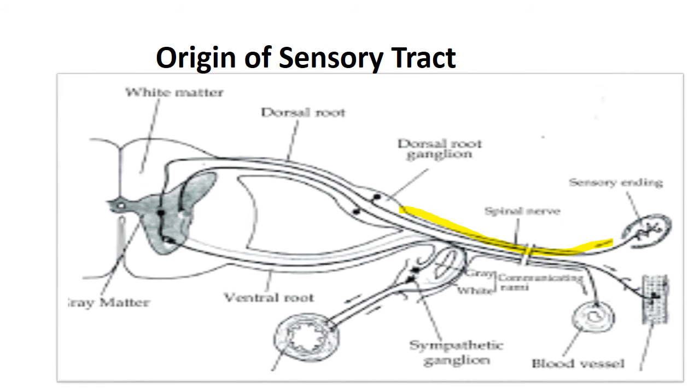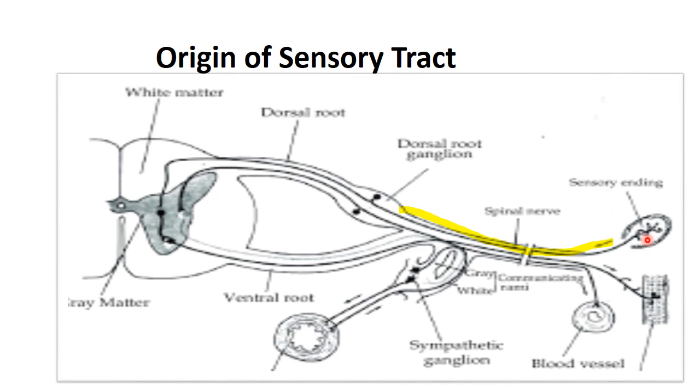Now how the sensory ascending tracts are formed. First thing I told you, you must know the location of the tract. Then you must know from where it originated. Third point, you must know where it is destined. Fourth point, what are the functions of this tract. Now the origin of the sensory tract.